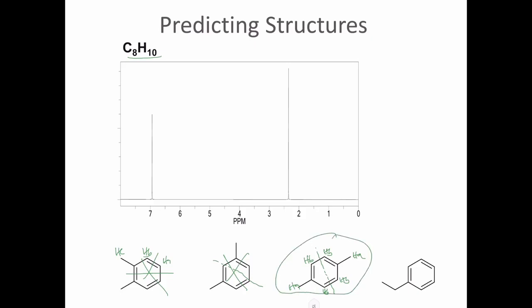Okay. If we look at this other one here, there is no symmetry, so we're going to have more than 2 signals here. Now let us analyze the one that we circled and see what happens.